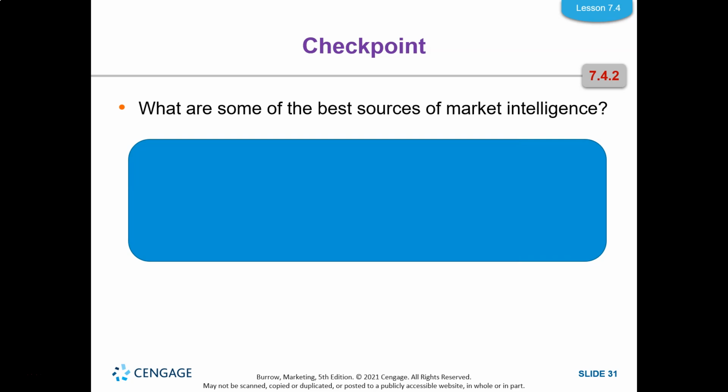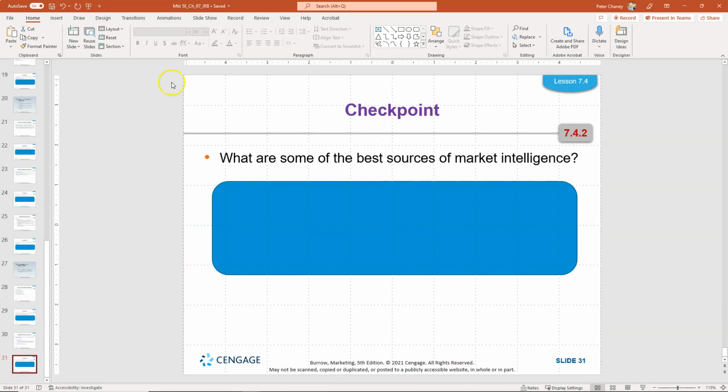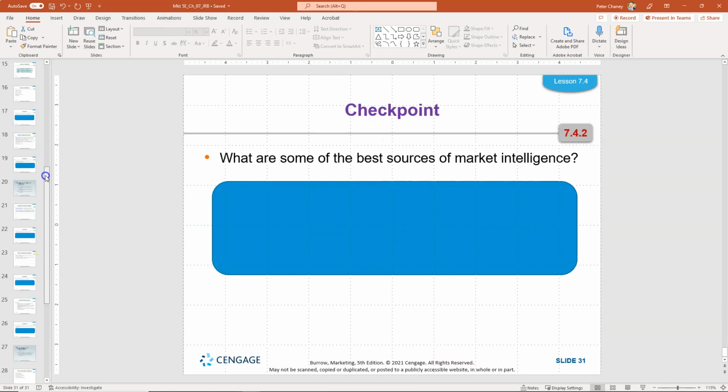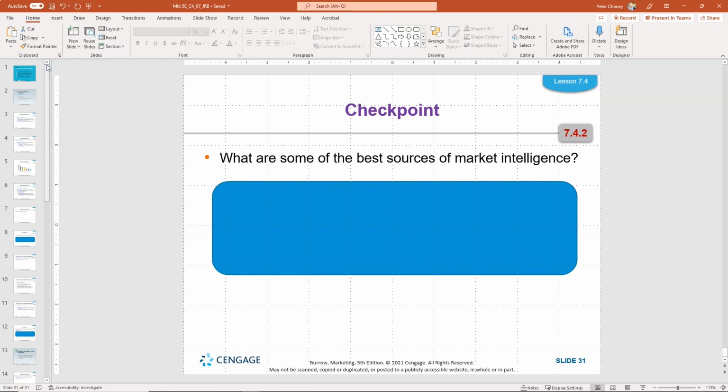So checkpoint question for those pages I just mentioned. The question is, what are some of the best sources of market intelligence? We will pause so that you can answer that question. And that is it. So if you did not get the answer to some of those questions, you will need to go back to the textbook and or these slides so that you can get that information and move on to the next chapter, which is chapter 9.